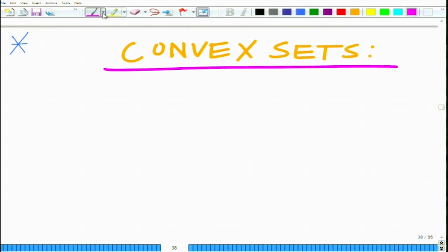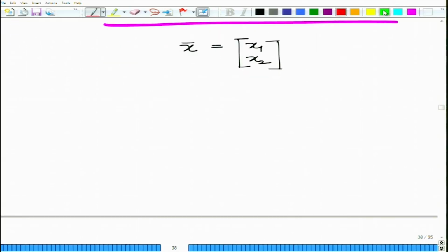And well, what is a norm cone? Let us consider a two-dimensional scenario. Let us consider a two-dimensional vector x1, x2, and consider the set of all vectors x bar such that magnitude of x1 is less than or equal to x2. Alright, and this can be represented as follows.